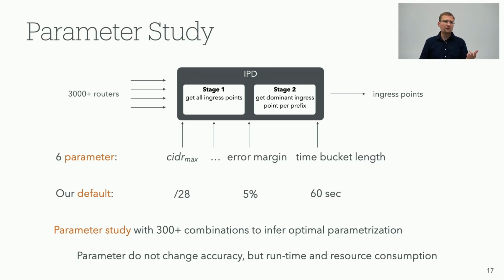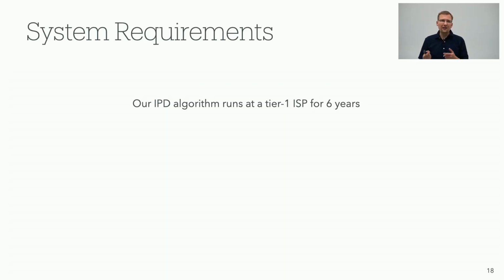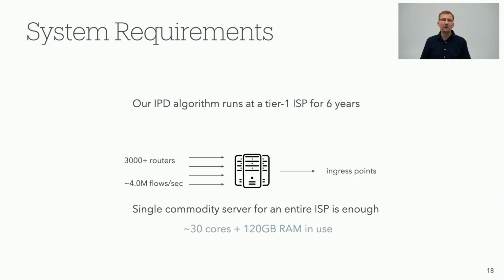And the result that we arrive at is that these parameterizations do not change the accuracy, but instead only impact the runtime and the resource consumption. And with this optimal parameter set, we let the IPD algorithm run in production at the tier 1 ISP for 6 years on a single commodity server.